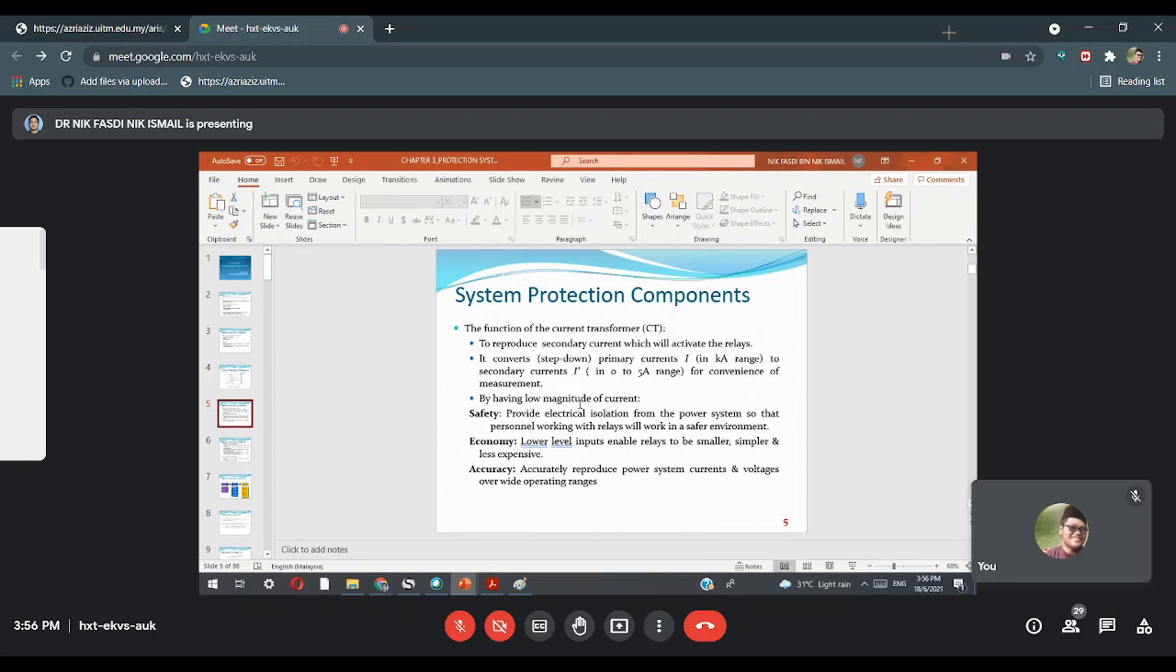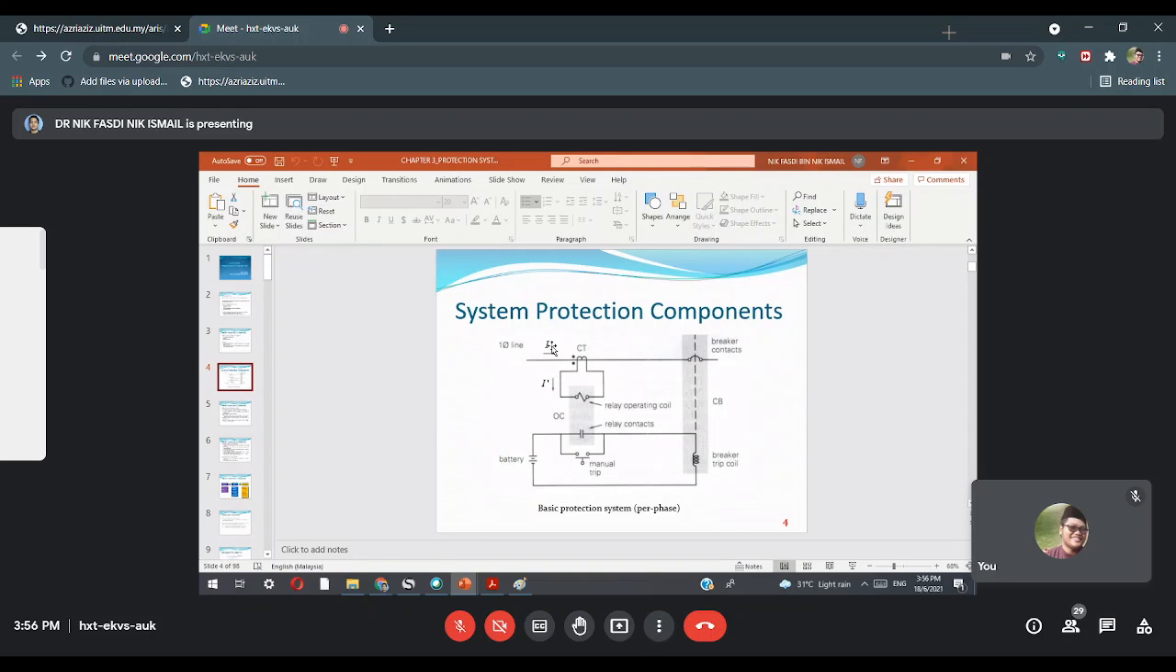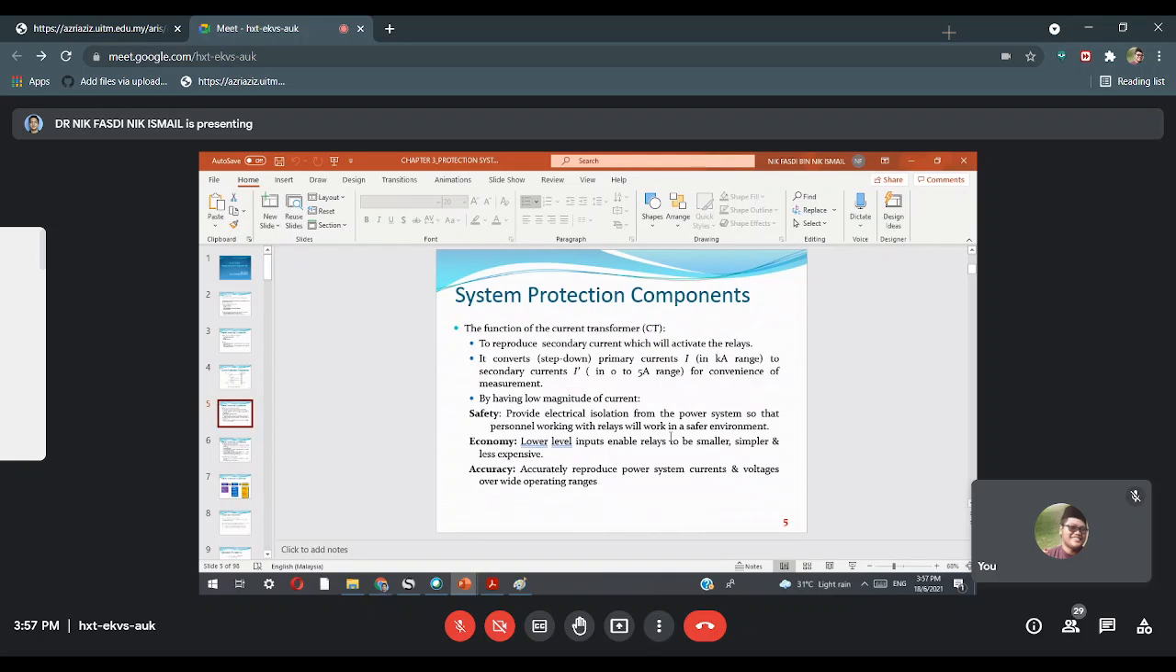Okay, by having low magnitude of current, safety. Kenapa? Provide electrical isolation from the power system so that personnel working with relay will work in safe environment. Betul lah, kalau you pakai current yang sama value with the fault current kat sini, primary, secondary, so what happen, it will be dangerous, harmful for the people who work for the maintenance. Economy, lower input enable relay to be smaller, simple and less expensive. Economic type. Accuracy, accurately reproduce power system current and voltage over a wide operating range.